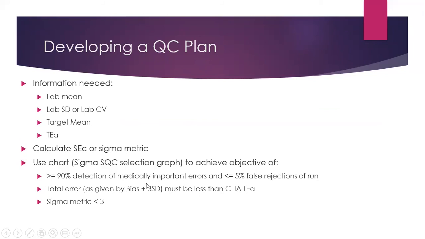And these are the objectives. You achieve any of these objectives. First objective is more than or equal to 90% detection of medically important errors and less than 5% false rejection of run. The other objective is the total error, which is given by this, must be less than the total allowable error. And the third form is that the sigma metric of a lab should be less than 3. So this should be the quality control plan of a laboratory.